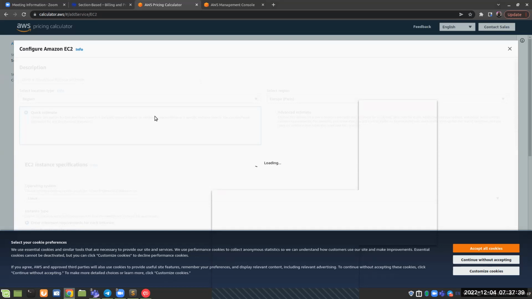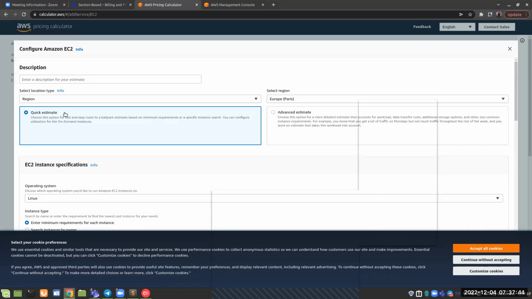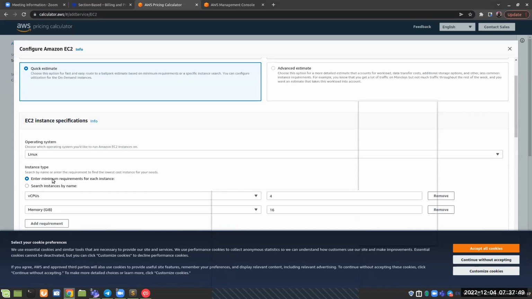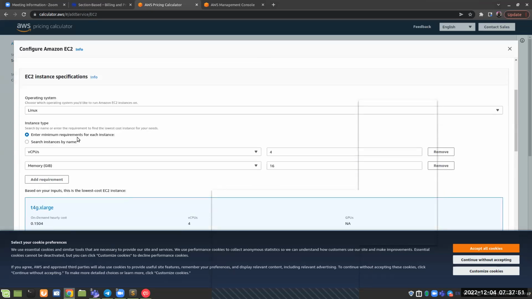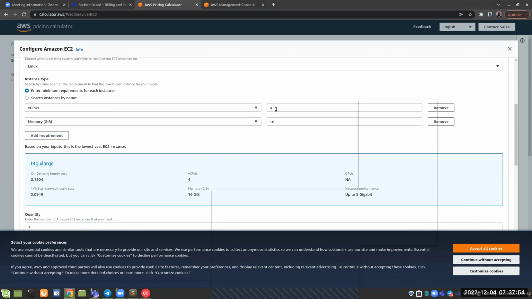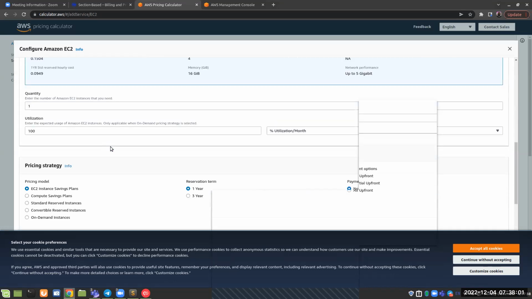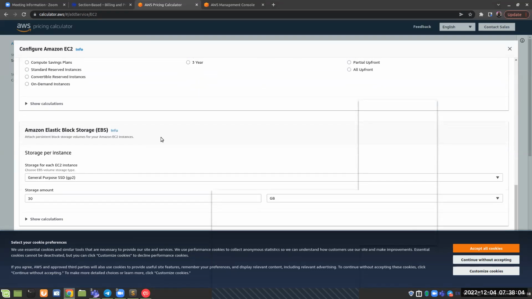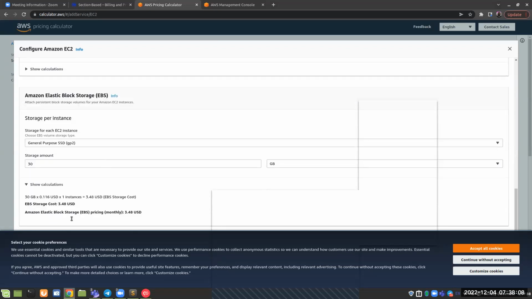So I'm just saying everyone can go and try to use that tool, right? You pick the region where you want to be. The operating system is Linux. In minimum requirements, I want to use 4 vCPU. I can change this value. Memory, I want to use 16 gigabytes. If you keep all of that, you can see how much it will cost you. You can make an estimate.